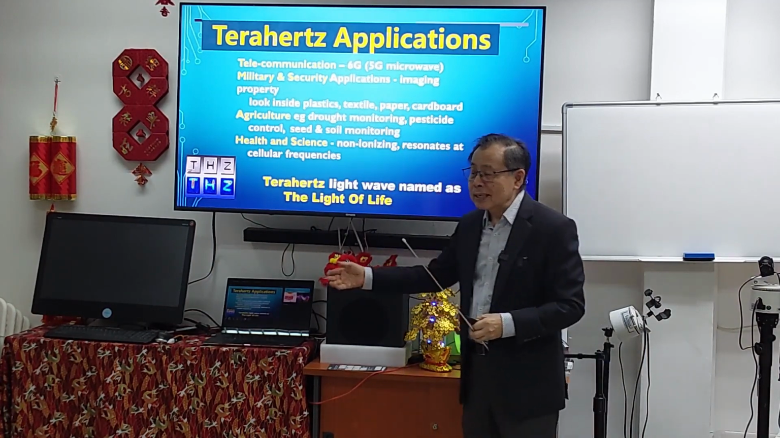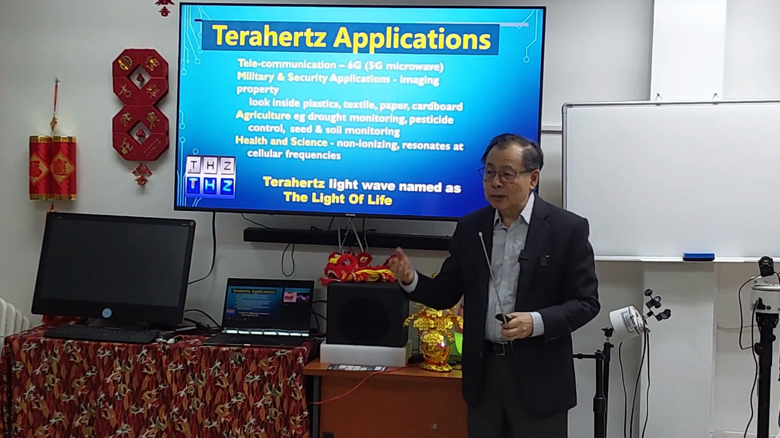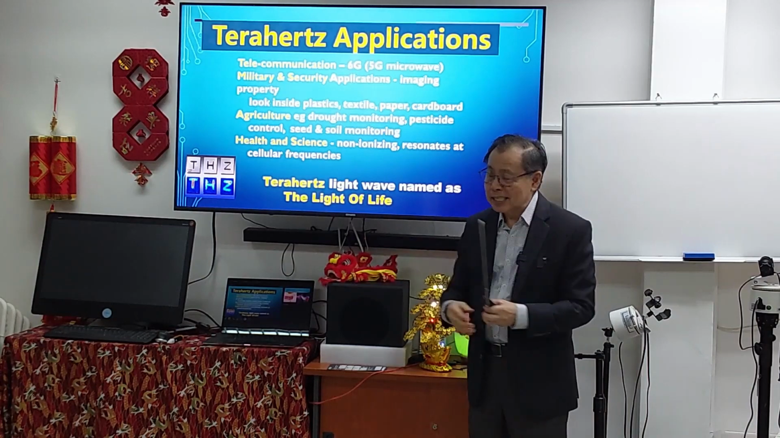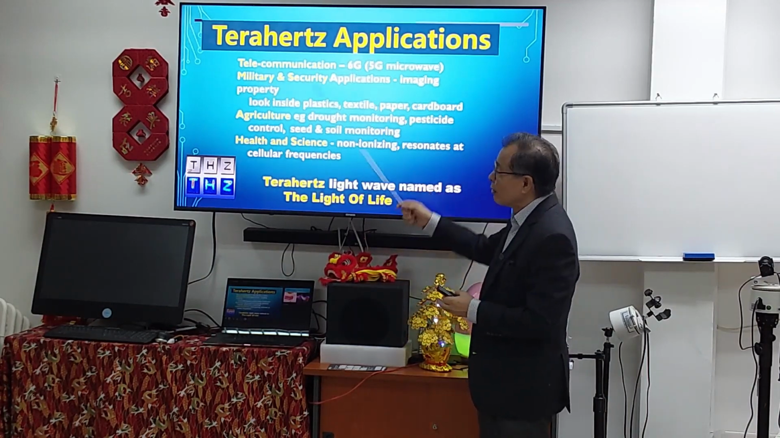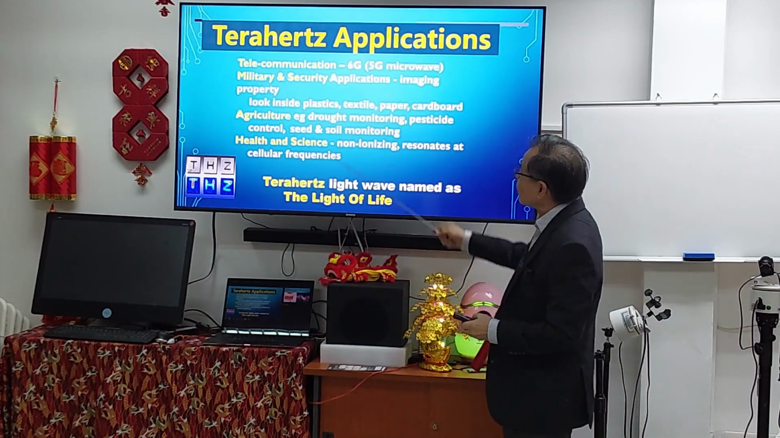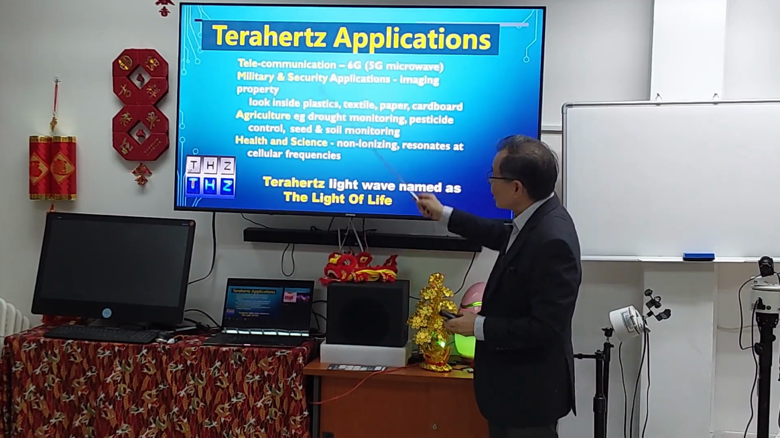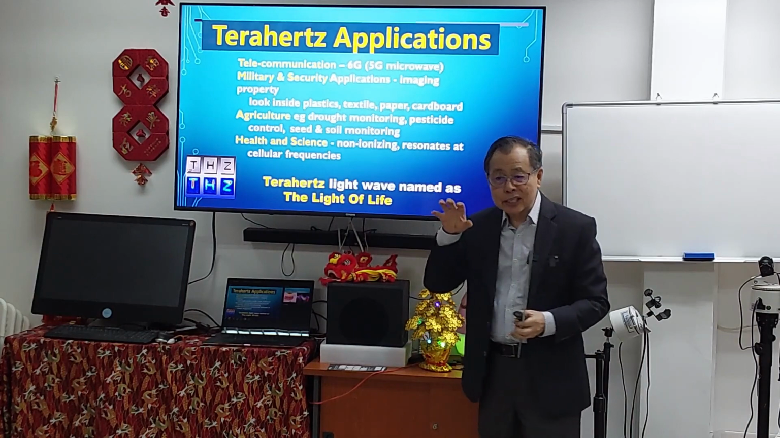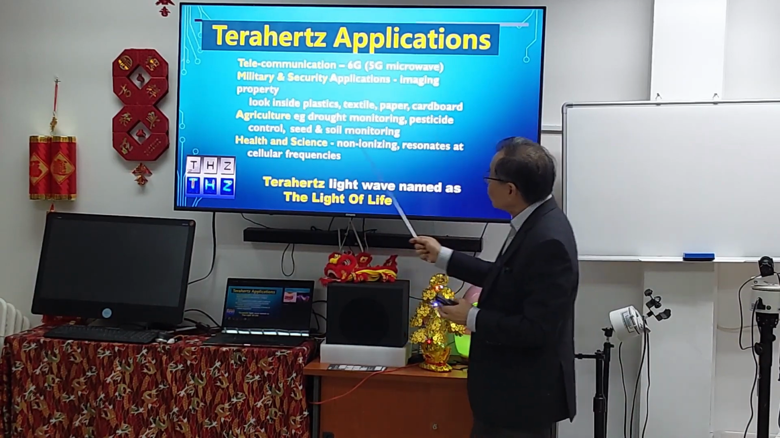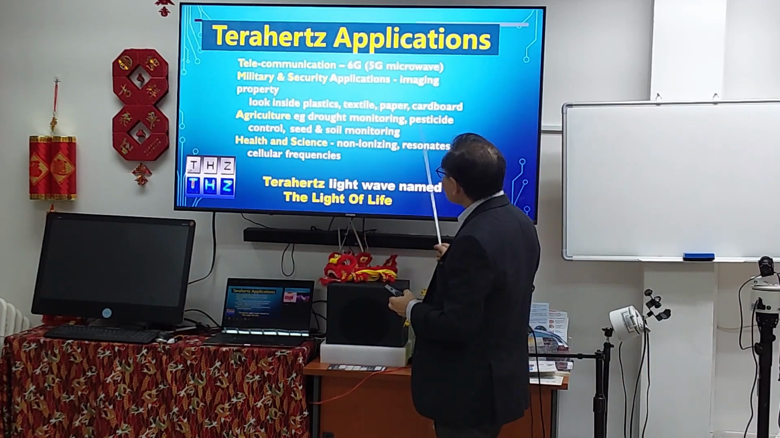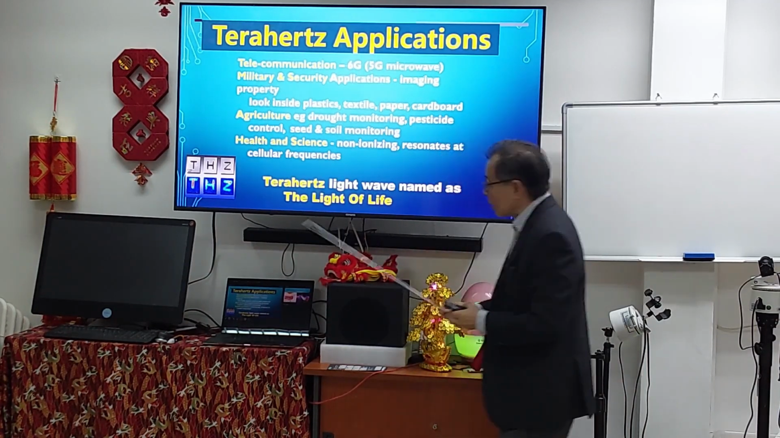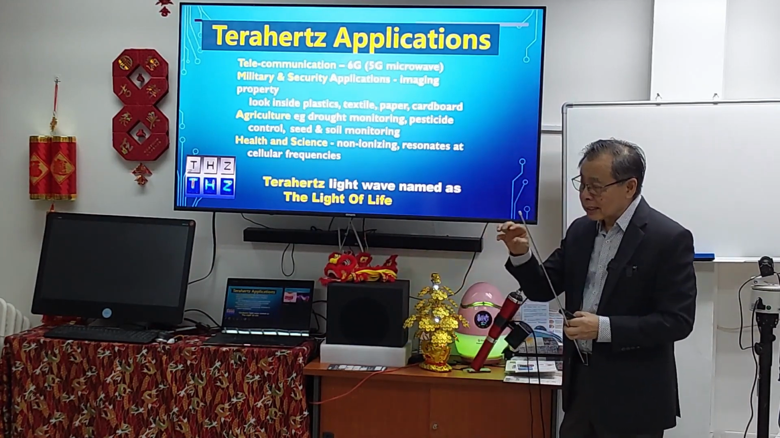Some months back, there was a paper that looked at 6G and said that it was safe for human beings. So 6G is far infrared or THz. It is safe for everybody. It's used for military and security applications because it can shine through and you can visualize what's underneath. It's also used in agriculture, in drug monitoring, and pesticide control, because it can detect liquid.